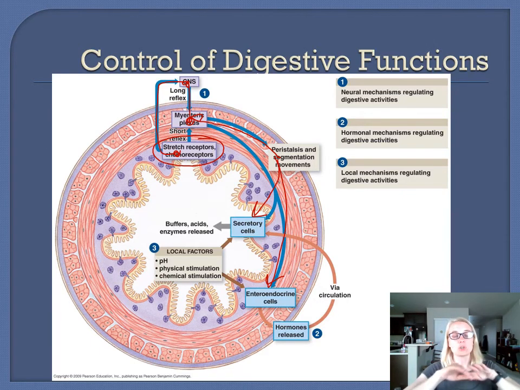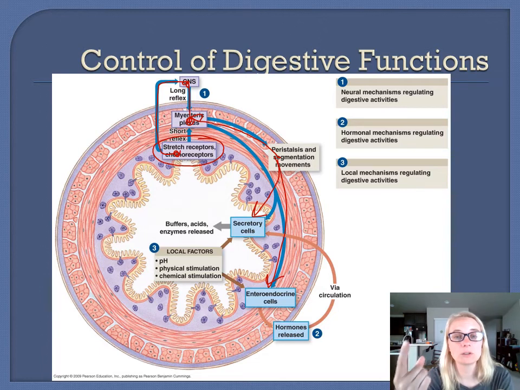So we can have a short localized response, or we can have a broader organ-wide response. So for example, local factors and short reflexes in the neural control work on a small piece of the organ. For example, the small intestine is like 20 feet long. So let's just say we want activity just in the duodenum, which is like the first 6 inches. We could get stretch receptors, local receptors, activating that part right there in the duodenum and leaving the rest of the small intestine alone.